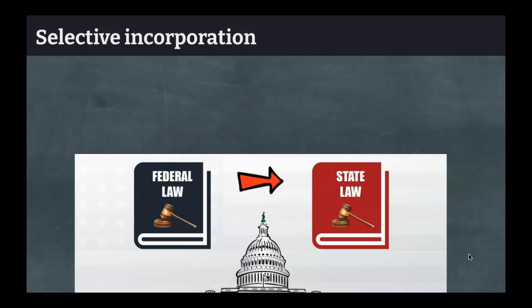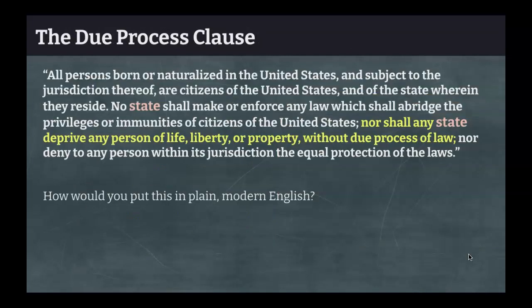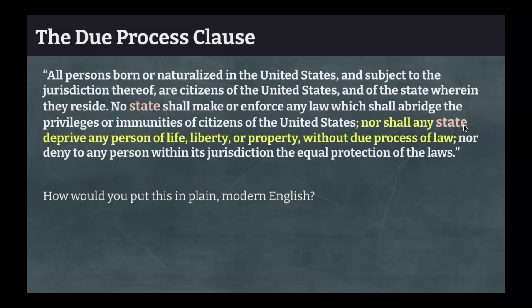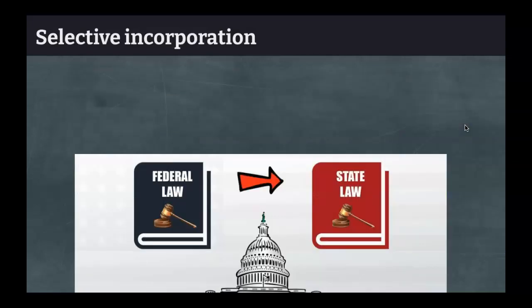Once the 14th Amendment was passed, let's go back to the wording so we can see it very clearly. The 14th Amendment clearly tells the states that they cannot deprive any person of life, liberty, or property without due process. It's directly addressed to the states. But even so, that got passed in the 1800s, and states still pretended like it didn't exist. And so what we've had over the course of over a century is this process called selective incorporation.